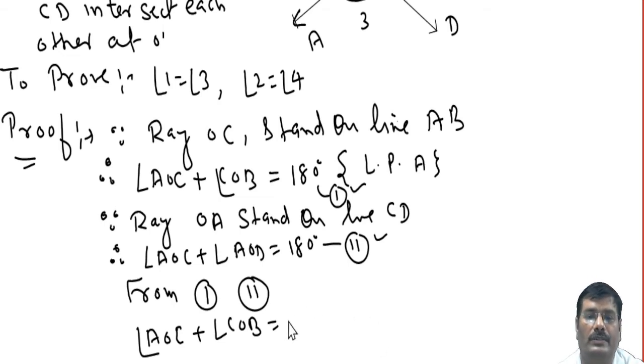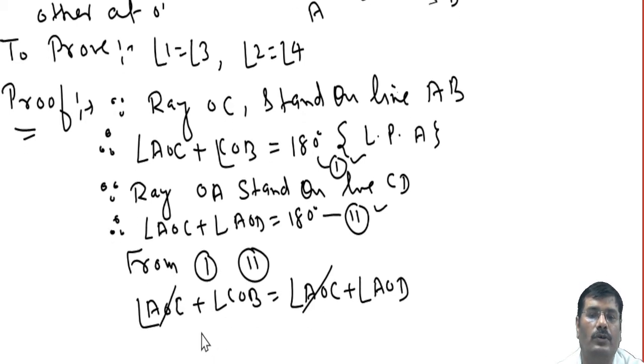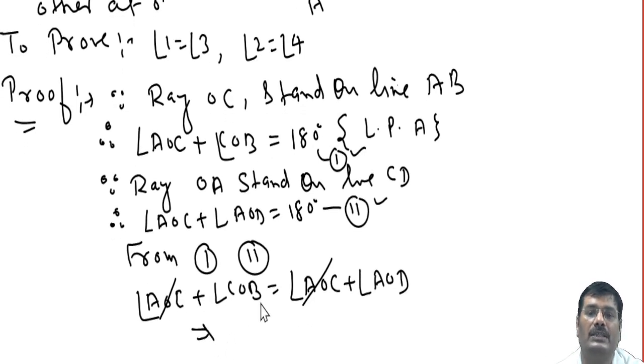Angle AOC is equal to AOD. This cancels out by this one. So this is the angle COB. So COB is equal to angle AOD.